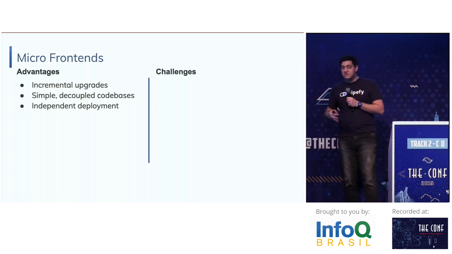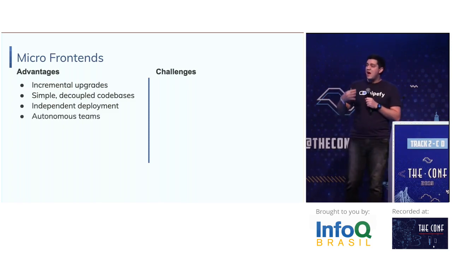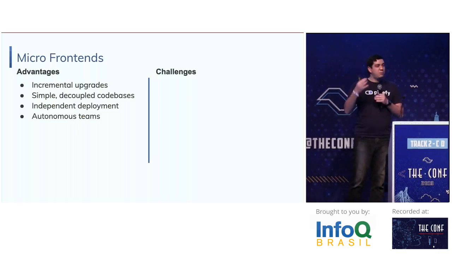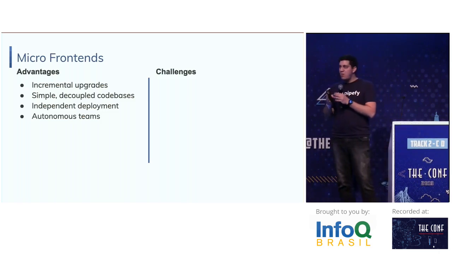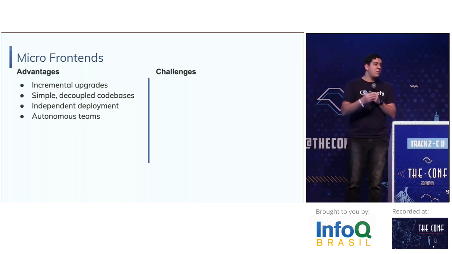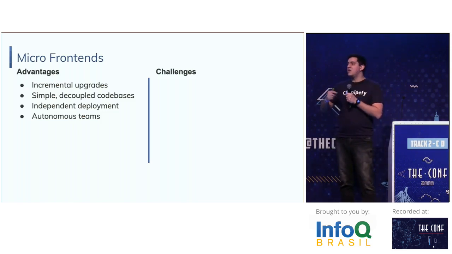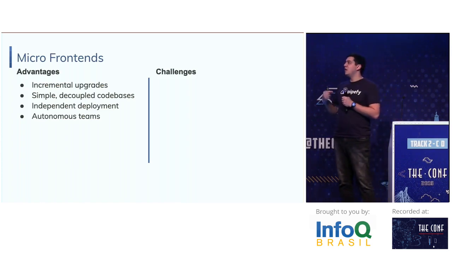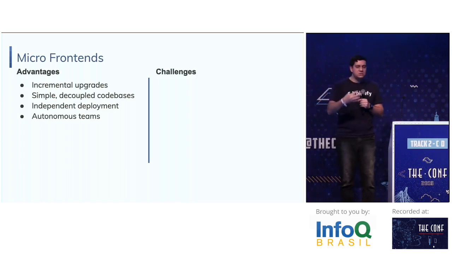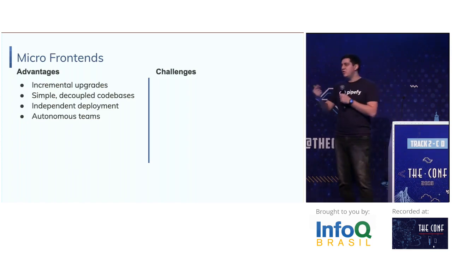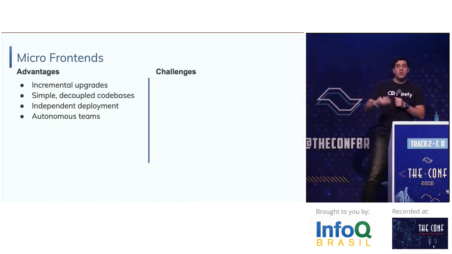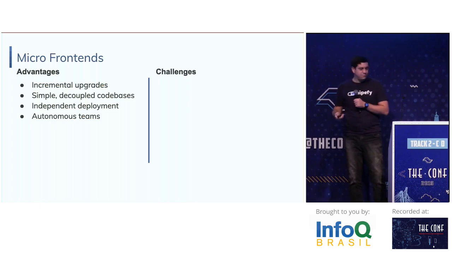Another advantage is that you have autonomous teams with the micro-frontends. Each team can be responsible for a small part or a specific part of your application. And they can decide what they're going to use, how they're going to manage their process, what kind of strategy they are going to use. They don't need to sync with all the other developers and all the other teams to do a change on its code. They can work in a more autonomous way.